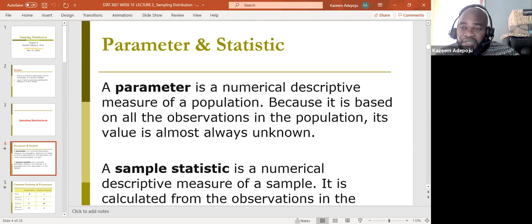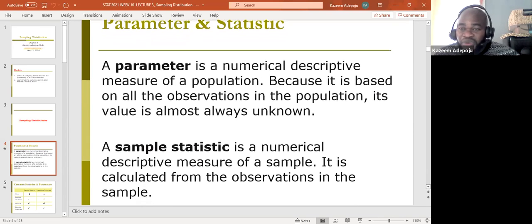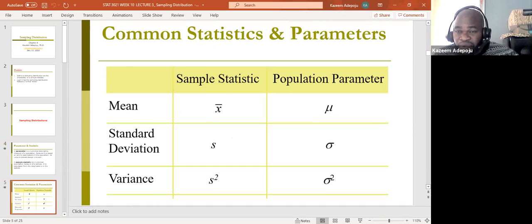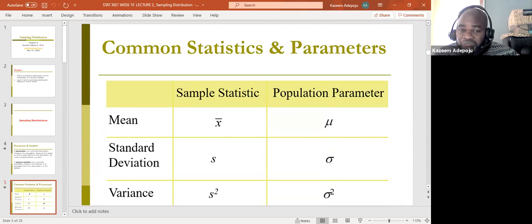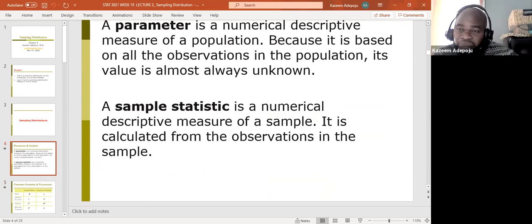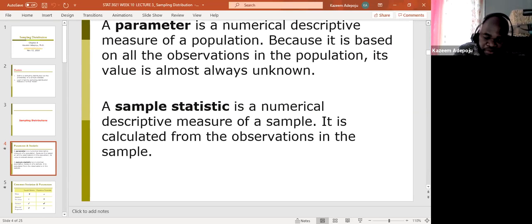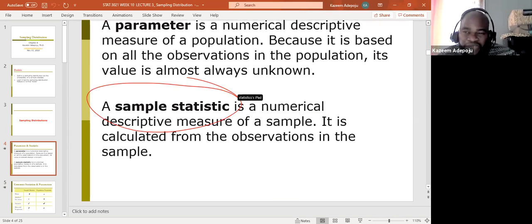Because, for instance, if we want to get the parameter exactly, it means every item in the population of interest has to be investigated. Okay, and you know what? What we normally do in research, you don't study every item in the population. What we always want to do is to take a sample from the population. So when we take a sample from the population, whatever we compute from the sample is what we call sample statistic. Take a look at that. Whatever we compute from the sample is what we call sample statistic.